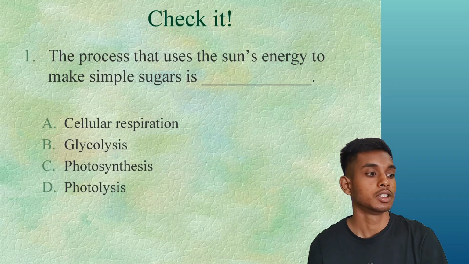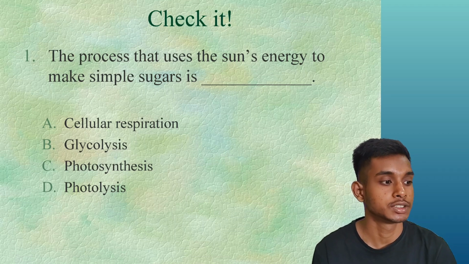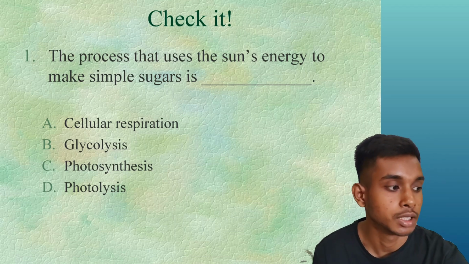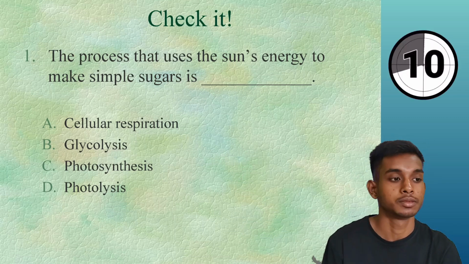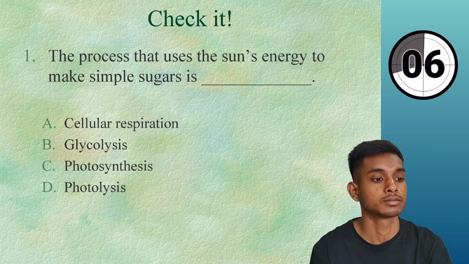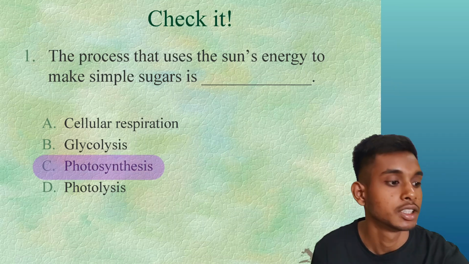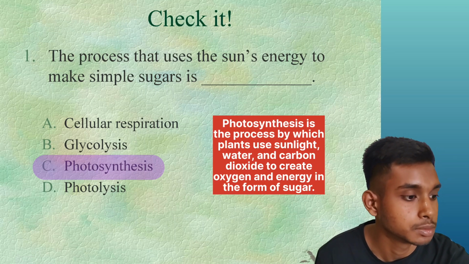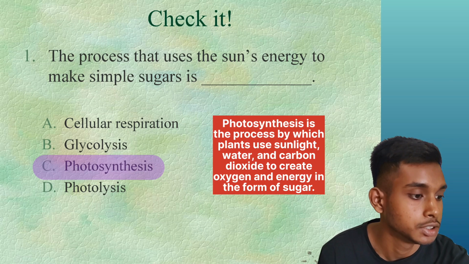Now the MCQ part. The process that uses the sun's energy to make simple sugar is, you have four options A, B, C and D. You have 10 seconds. Okay, time is up. The correct answer is photosynthesis. Photosynthesis is the process by which plants use sunlight, water and carbon dioxide to create oxygen and energy in the form of sugar.